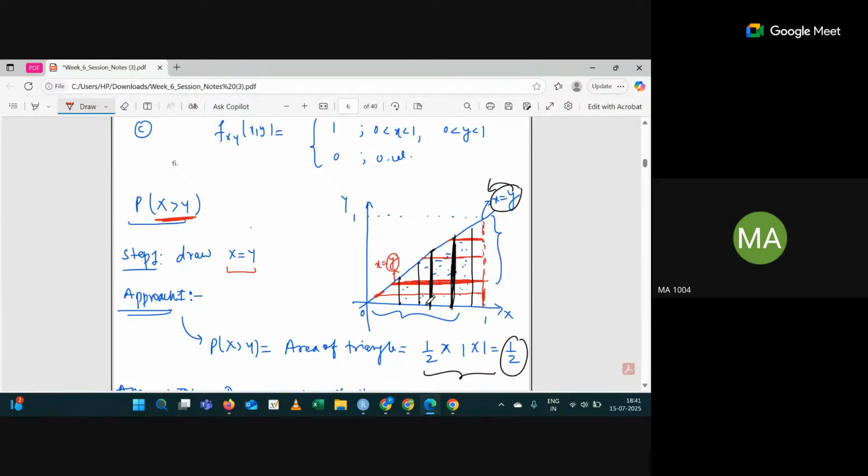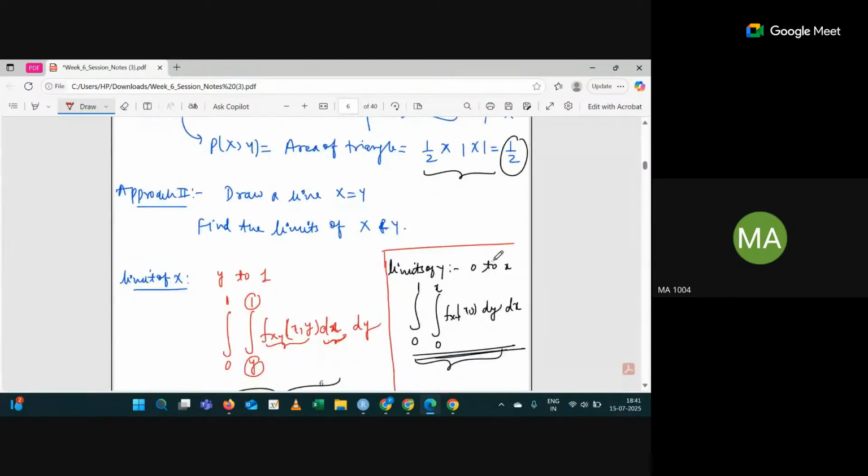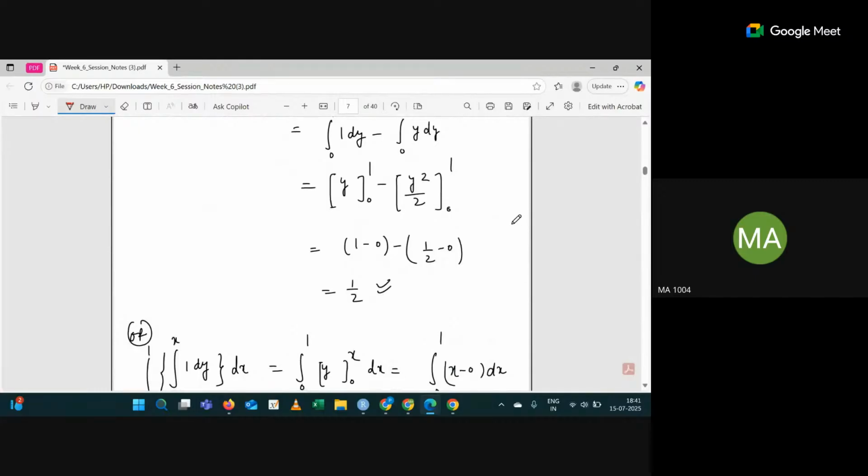Now, what will be the limit of y in this below region? If y is going from here to here, then x is free. X can take any value from 0 to 1. Or else I will see what the limit of x is, then you can take that. At the end you have to calculate some value. Okay, so we'll see.